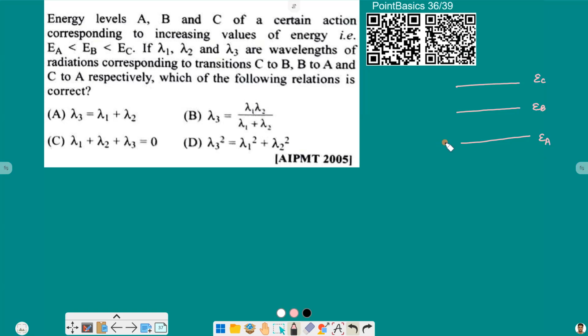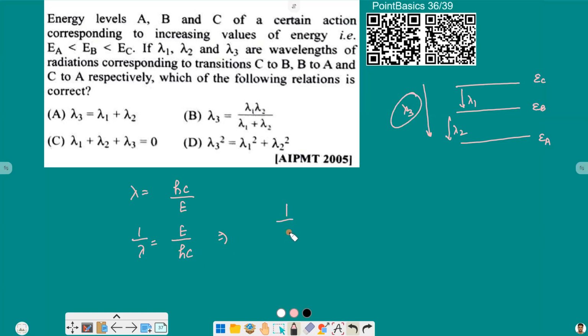Lambda 1 is the wavelength from C to B. So this is lambda 1. B to A, that is lambda 2. And C to A, that is lambda 3. Now we know that lambda is given by hc by E. This is the relation we have, and from this we can write 1 by lambda is equal to E by hc. Now let me write for lambda 3.